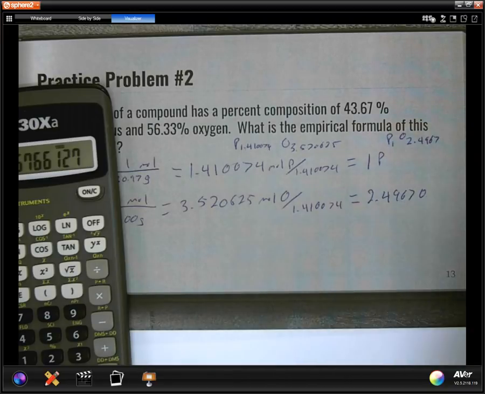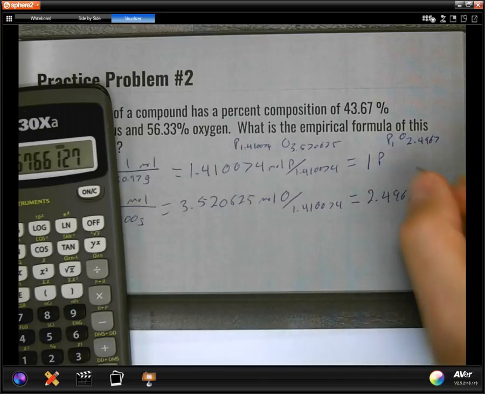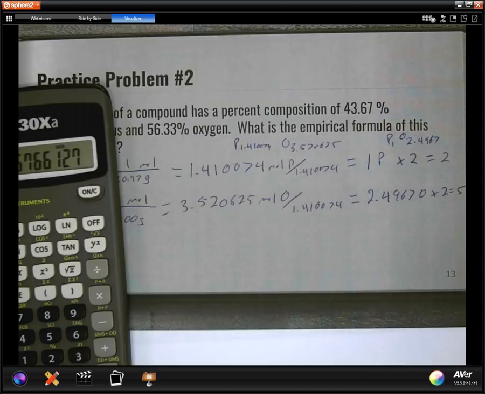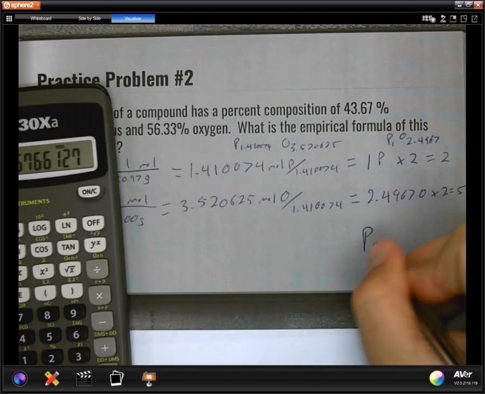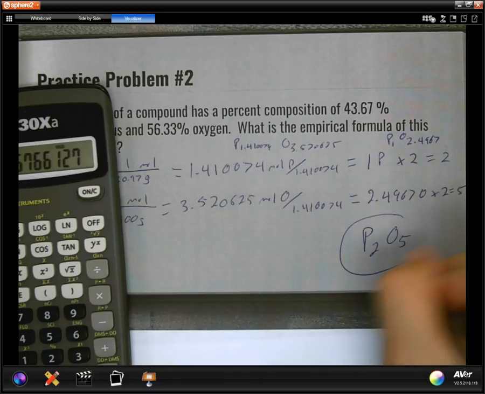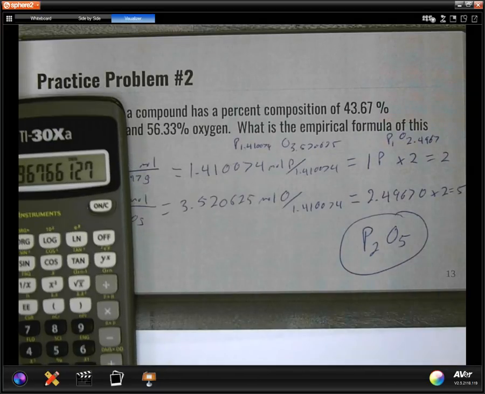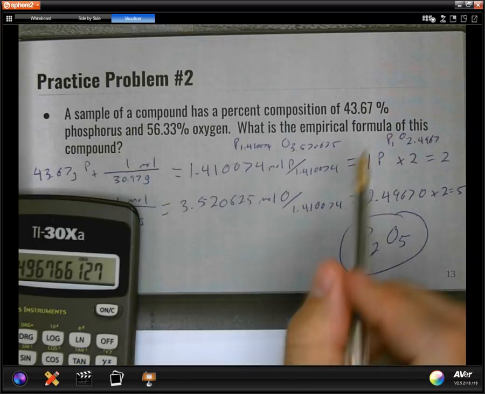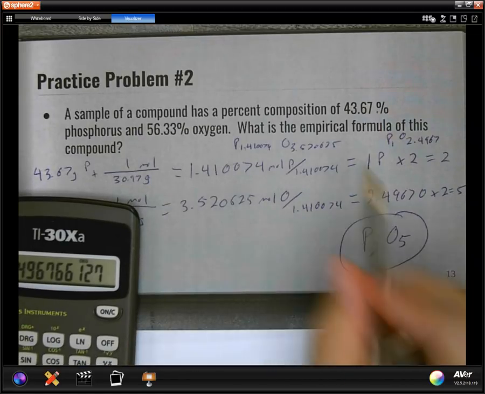Is this an acceptable chemical formula? No, because this is not a whole number. So this is where you would do step 4. If I multiply both of these by 2, that turns these both into whole numbers, and then that gives me my final and true accepted answer, P2O5. So again, I went from percent and found the empirical formula.